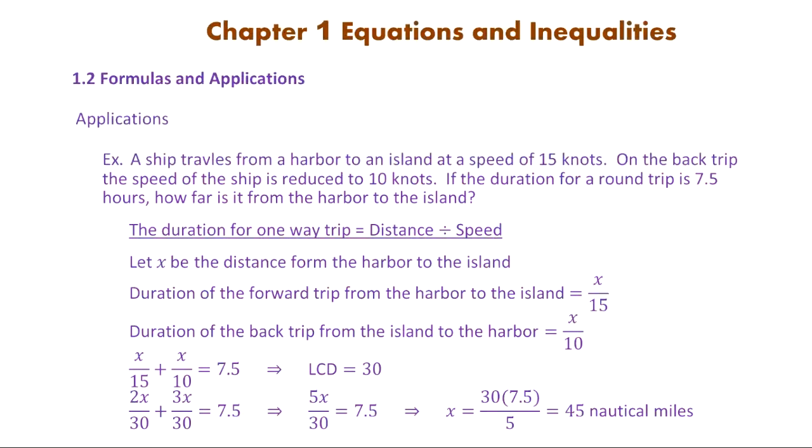And then you just easily solve this equation by flipping 5 over 30 on both sides. So multiplying by 30 over 5, with 7.5, you get 45 if we do that. 45 nautical miles. So that's the distance between the harbor and the island.